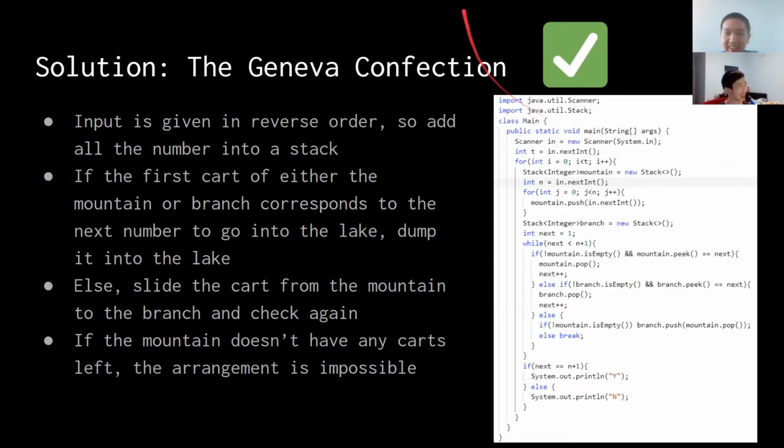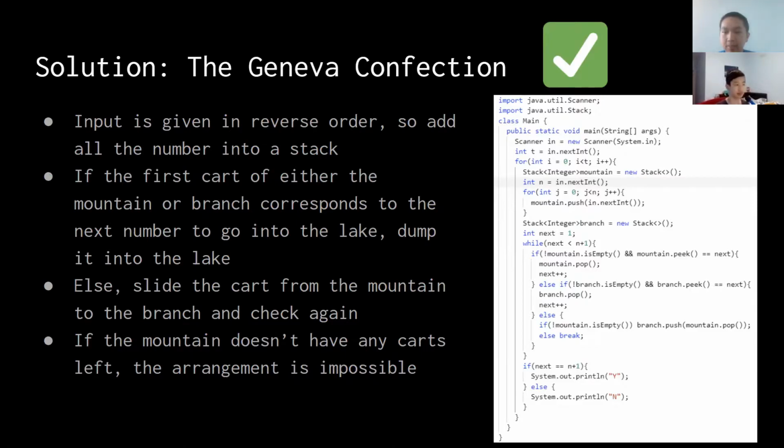So it says while next is less than n plus 1, which means that not all the carts have been added into the lake yet. If that's the case, then we check if mountain is empty, because if mountain is empty, then we don't have to check mountain, or else .peek would throw an error. So if the first cart from the mountain is equal to the next number that has to end up in the lake, then you would pop it from the mountain and increment the next variable, which basically means that you just added a cart into the lake.